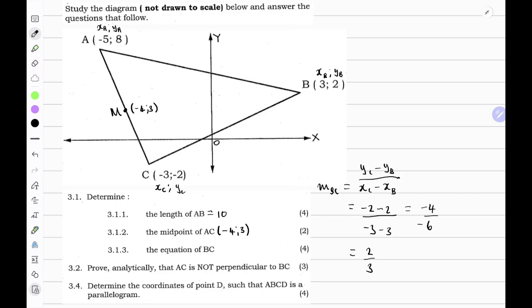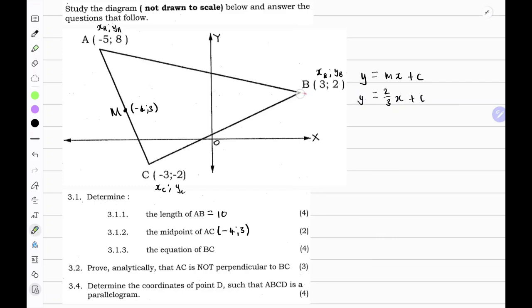So we know the standard equation for a straight line is y is equal to mx plus c. We've already established the gradient to be 2 over 3, so we can substitute it into the standard form. So this is y equals 2 over 3 x plus c. Now we can substitute the coordinates of B or C into the equation to find the value of c.